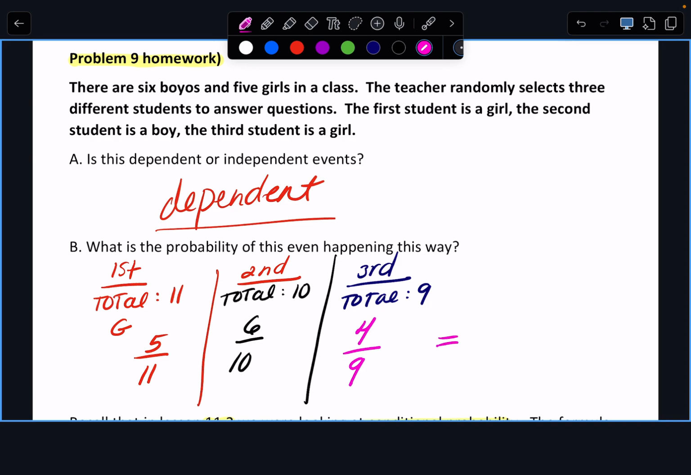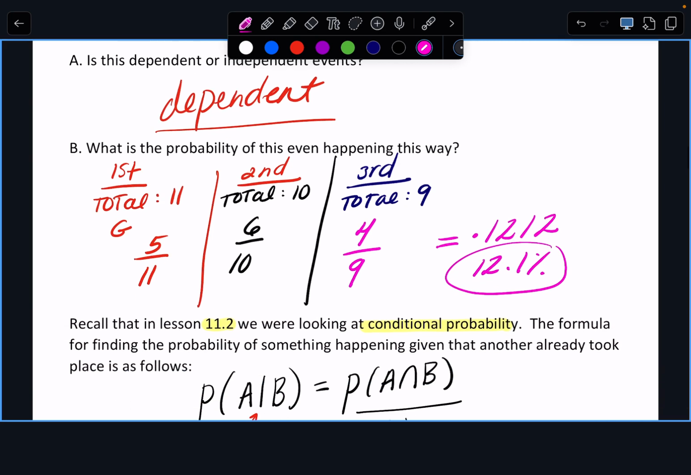5 elevenths times 6 tenths times 4 ninths is 0.1212, so a 12.1% chance. I didn't write down the fraction because I'm jumping right to the point. Is that making sense? You just kind of think about it a little bit.